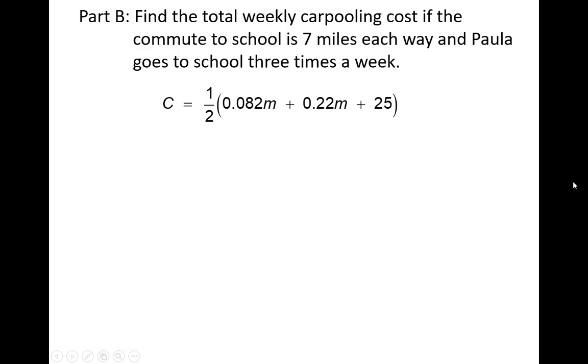Part B says find the total weekly carpooling cost if the commute to school is 7 miles each way and Paula goes to school 3 times a week. So we want to think about this. 7 miles each way. So every time she goes to school, it's 7 miles there, and it's 7 miles back. That's 14 miles. And she's going to do that 3 times a week. So she's going to go 42 miles a week back and forth to school.